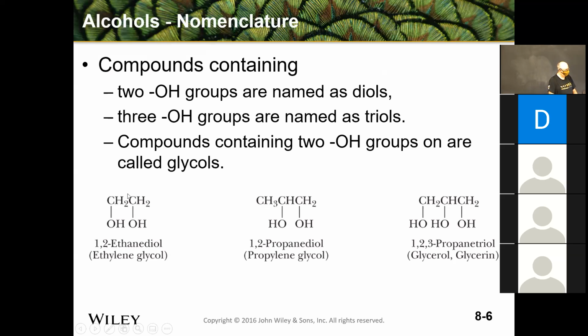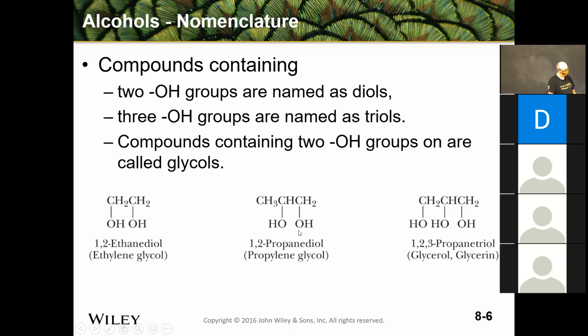So ethane is the carbon chain. Notice we retain the E because the next letter is a consonant. So it's ethane diol, and we do need to locate those. So it's 1,2-ethane diol. This is the location of the alcohol groups. This is commonly called ethylene glycol.